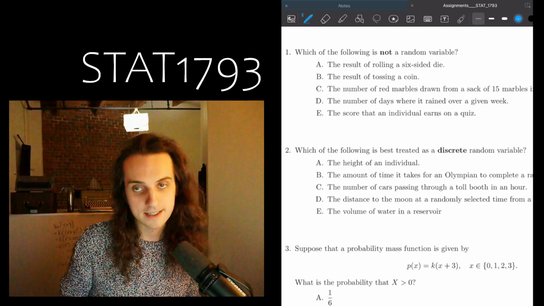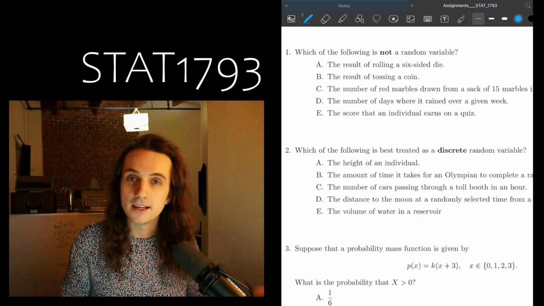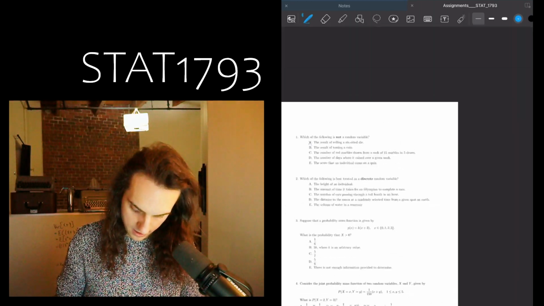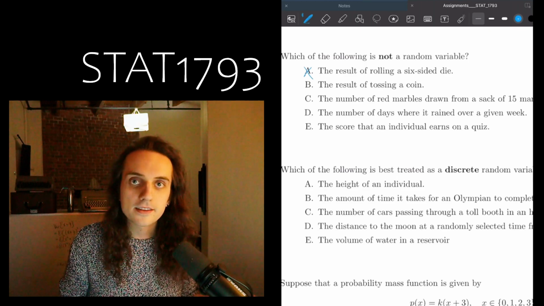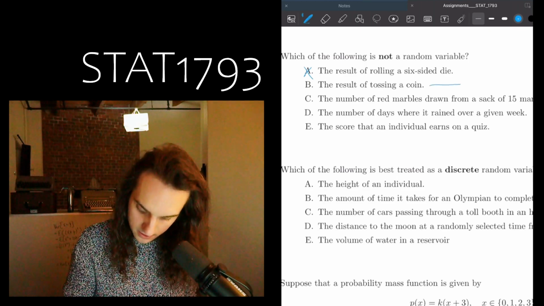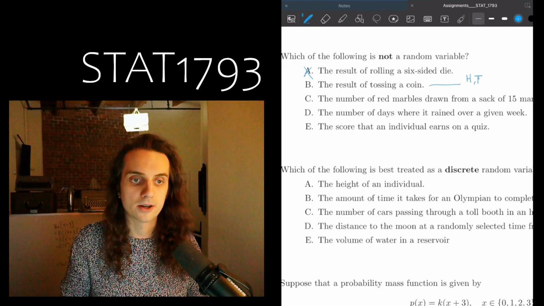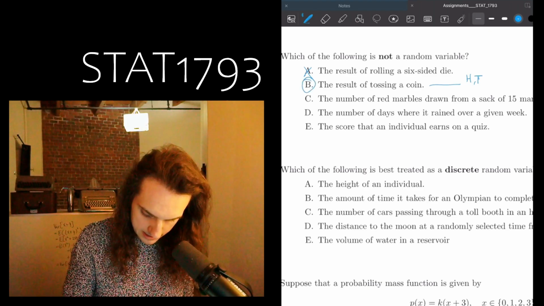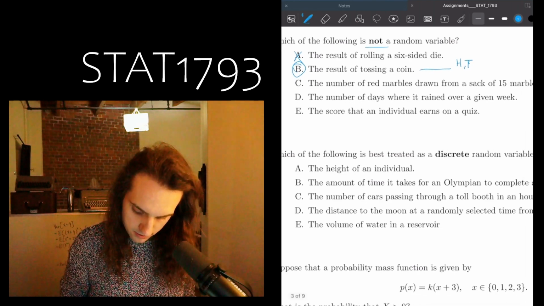The result of rolling a six-sided die, that turns out to be a numeric quantity. Rolling a die is an experiment, so we can immediately rule out option A here. The result of tossing a coin, right? The thing that should jump out to you right here is tossing a coin is going to give you a head or tail. It's not going to give you a numeric quantity, right? And so because of that, we're already thinking B is the correct answer here, right? Because it's not going to be a random variable. But let's look through the other things here.